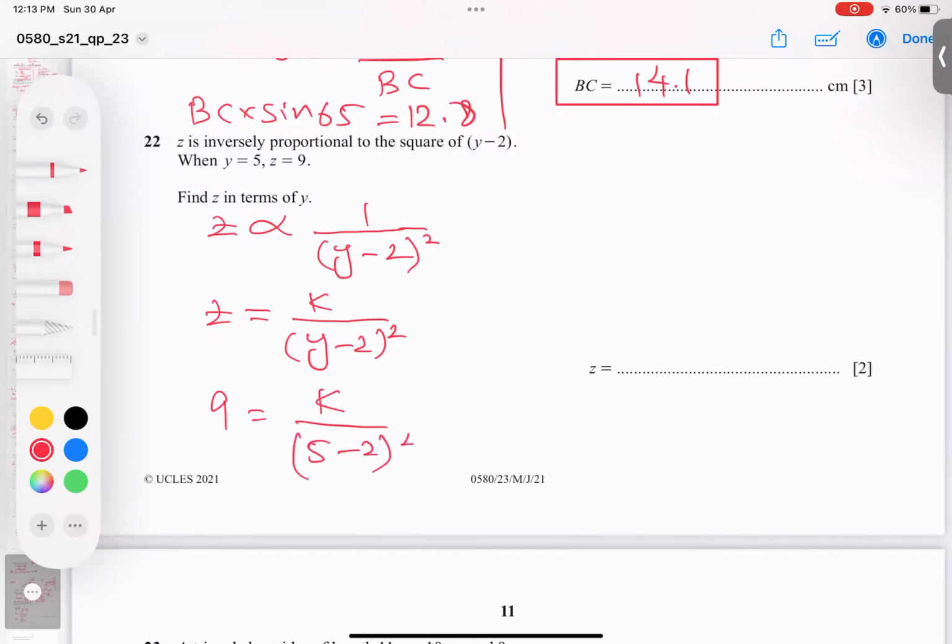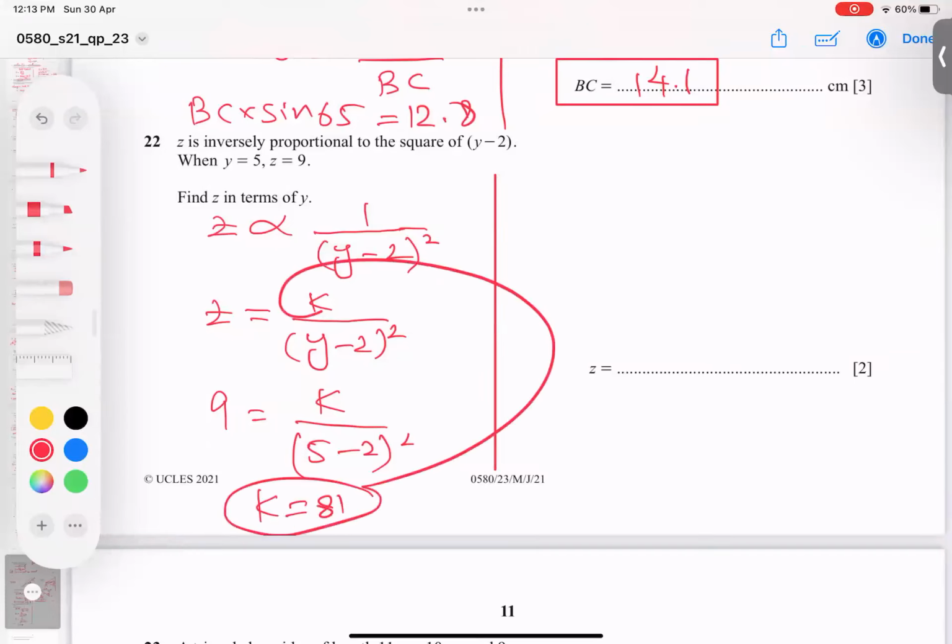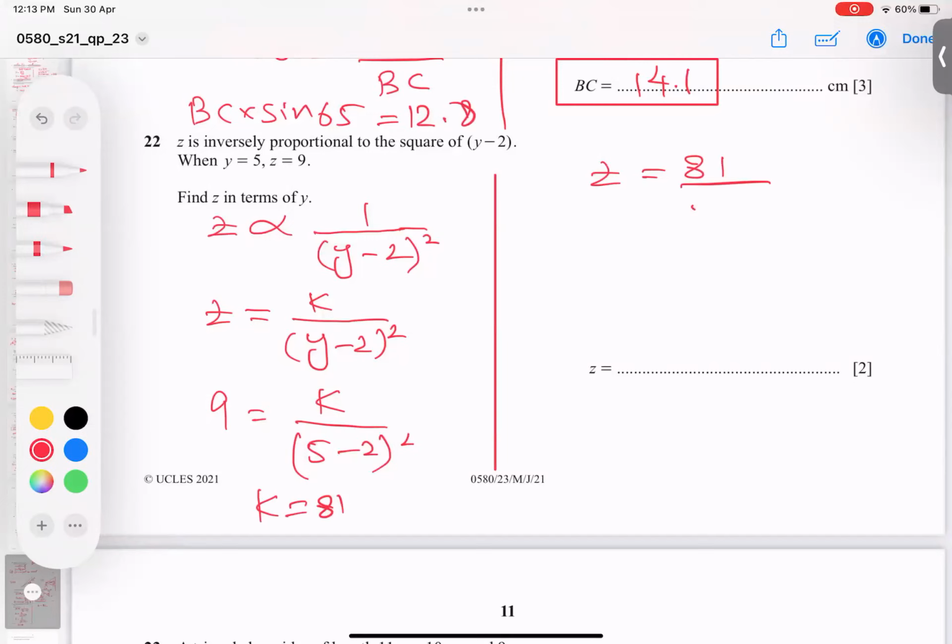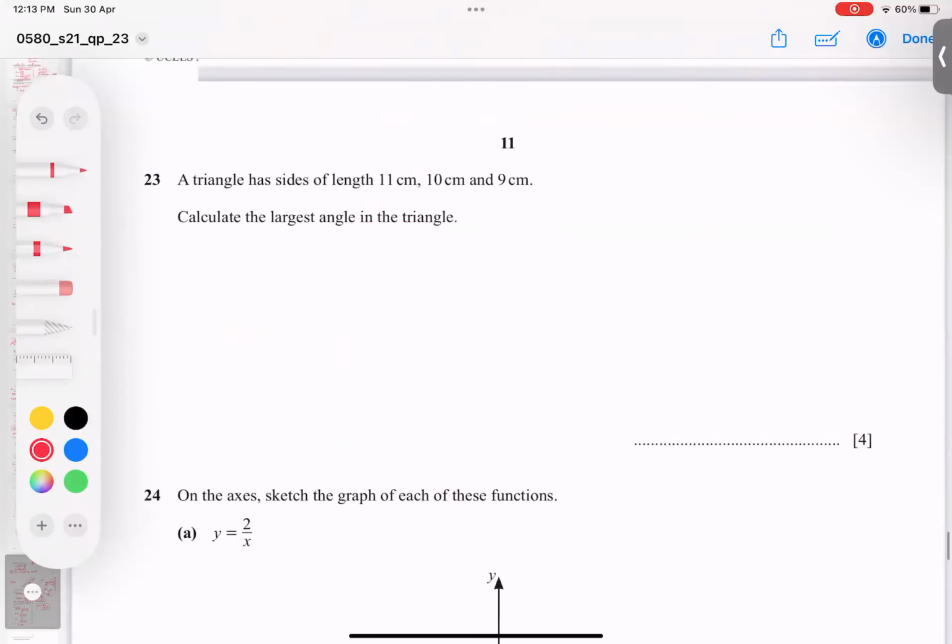5 minus 2 is 3, squared is 9. This 9 multiplied there, I get a K value of 81. This I must plug back in here. Some students never plug back in, then they lose marks. Anyway, so this is our final answer.